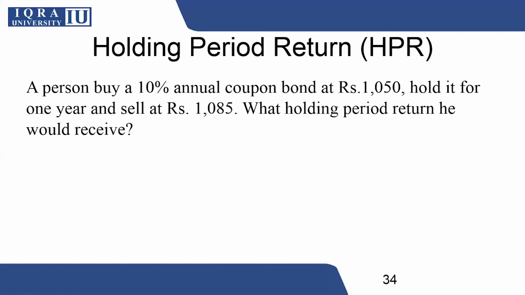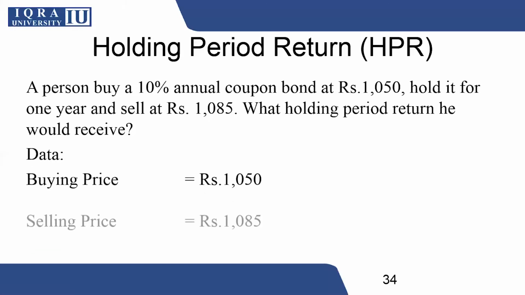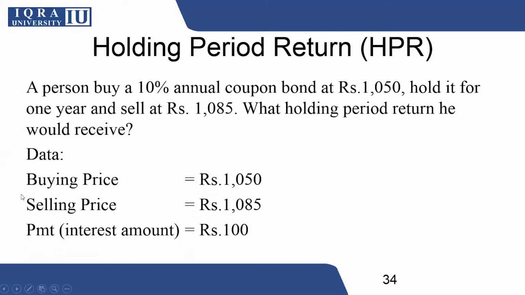Whether you are working in real estate and property, you are working in bonds, or you are working in any other chapter, holding period return means the duration in which you hold the asset, what return you actually obtain. And this is only possible if you take all the cash flows under consideration. So I'm just showing you the data which is available here. The buying price is 1050 as given in the question. Selling price is 1085, the price at which the holder sold the bond, and the interest payment is 10%, and this 10% will be applied on the face value.